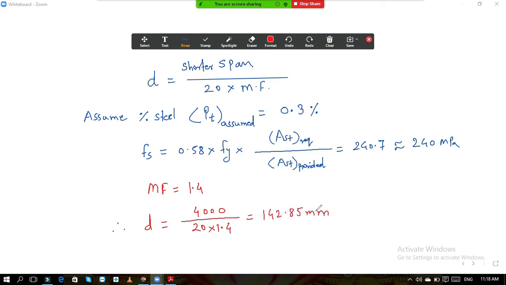142.85. Okay, so here this is the two-way slab. So minimum diameter is 8 mm that we provided over here. For slab normally 8 mm and 10 mm diameters are sufficient for the reinforcement. Okay, so now we will go for 8 mm or 10 mm bar diameter.